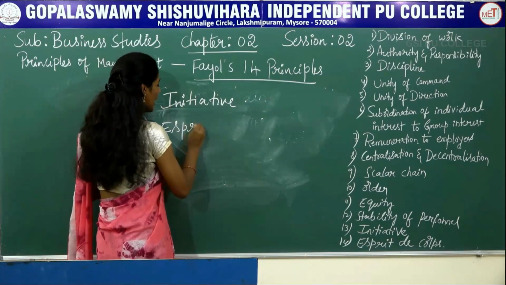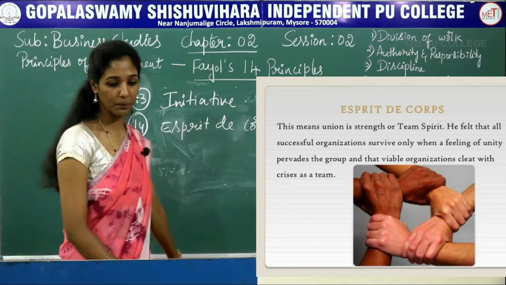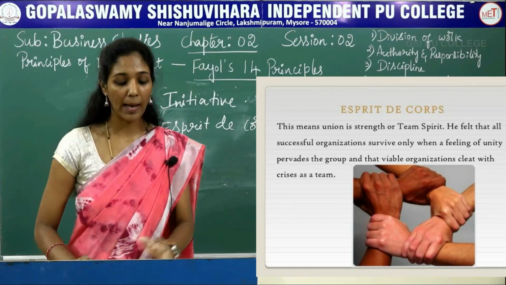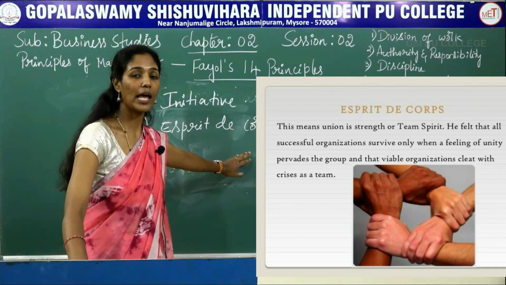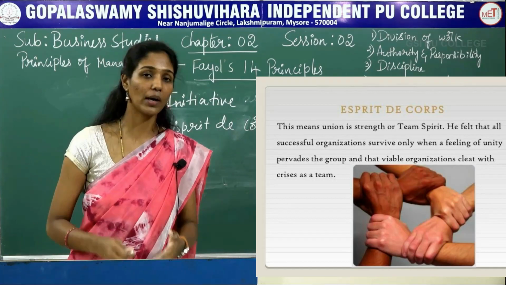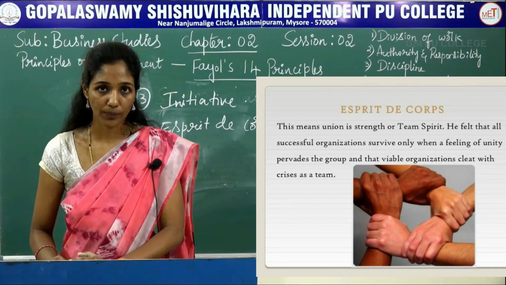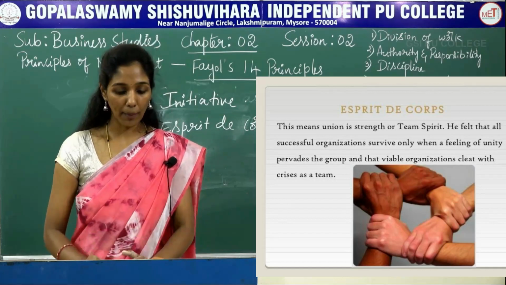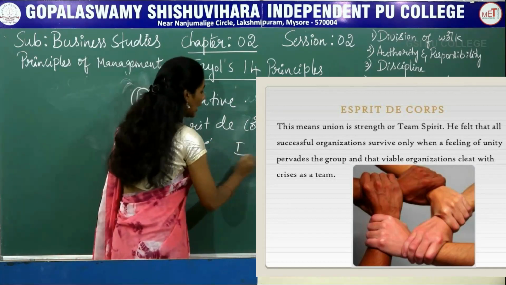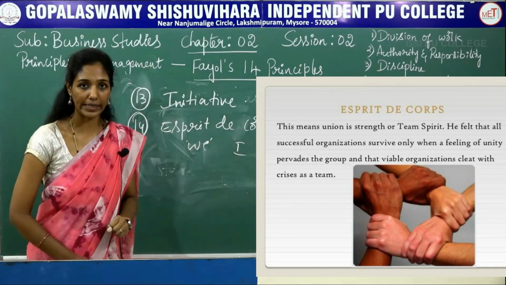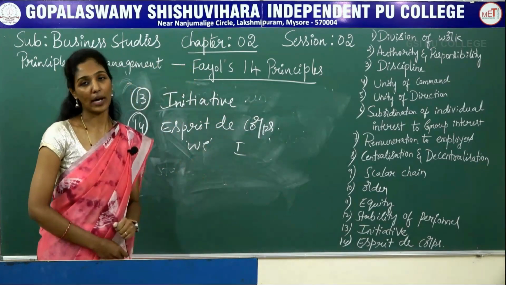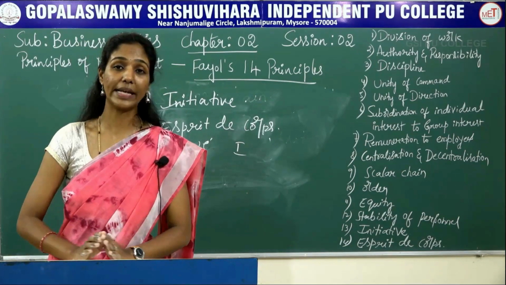And the last one is esprit de corps. According to this principle, it is the responsibility of the management to develop a feeling of belongingness among the employees. They must feel themselves as members of the organization and contribute maximum to achieve the team's goal. And to do this, each and every manager should use the word we instead of I while communicating with subordinates. So these are all the 14 principles of Henry Fayol, and these principles are universal in nature.